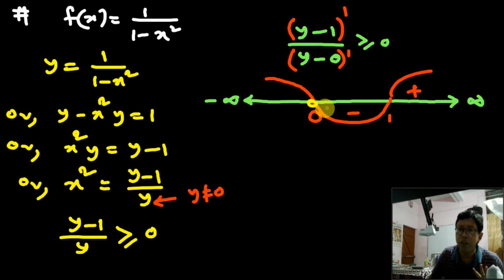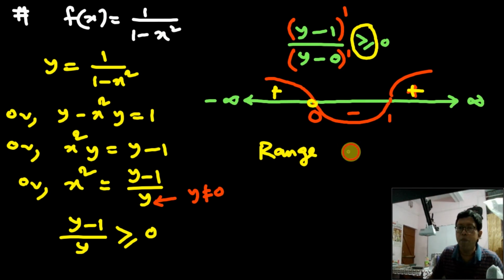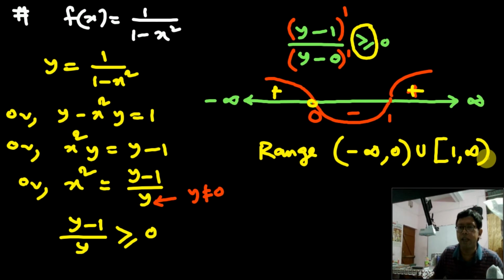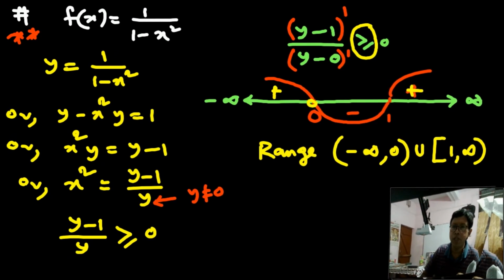So you have discarded this point, so the range will be only for the greater than or equal to inequality, that is this part and that part. So the range is from minus infinity to 0 union 1 to infinity, hence the result. So the range of the function is minus infinity to 0 union 1 to infinity. This question is very important for exam purposes. You will obviously look after this one. So we take another question.